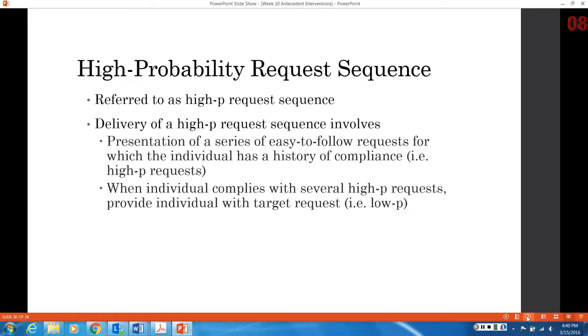Another antecedent intervention is the high probability request sequence, also known as a high P request sequence. This involves the presentation of a series of easy-to-follow requests for which an individual has a history of compliance. When the learner complies with several of these high P requests, he or she is presented with the target request, or a low probability request.